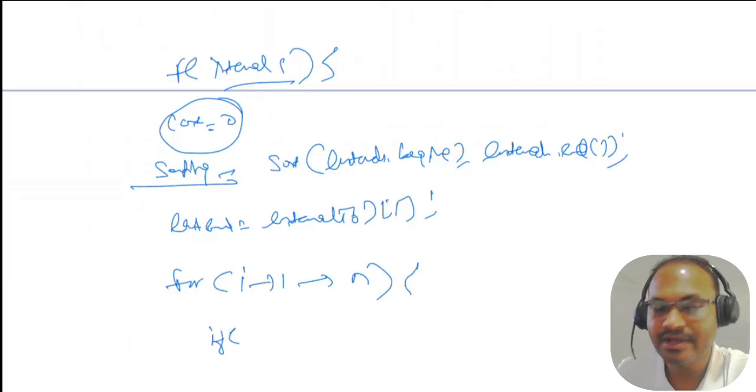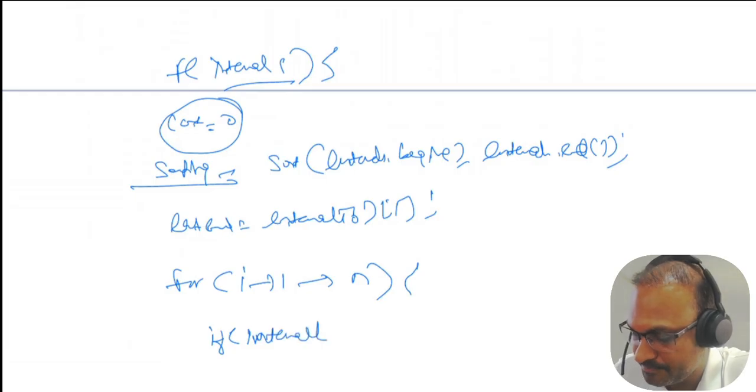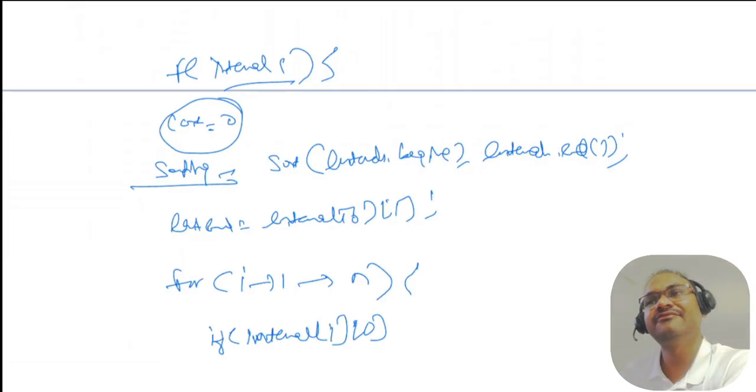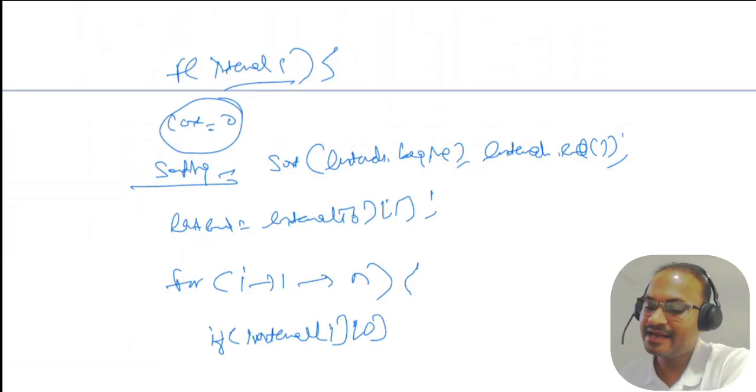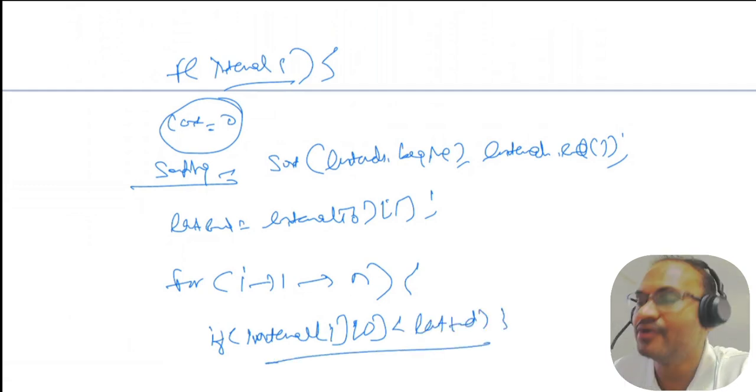If my interval of current, I and 0, if it is greater, right? If my current element is greater, how can I compare? The last ending element is greater. It means that I found the count.